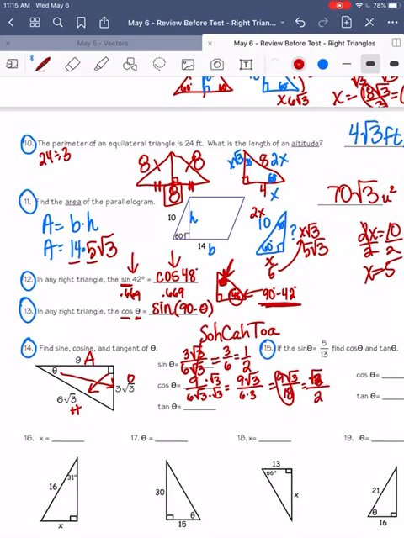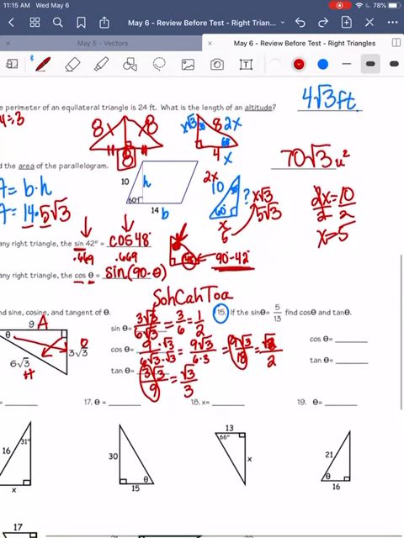And then tangent is O over A, and then the radical's fine where it is there. We just need to simplify this, so it's root 3 over 3. There is an imaginary 1 here as well as up here, but remember I don't need to put it. Okay, so those are your answers there.